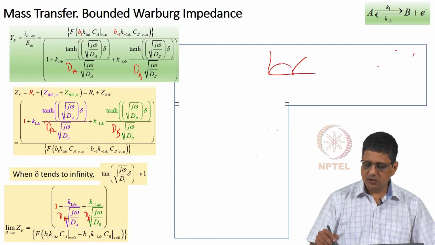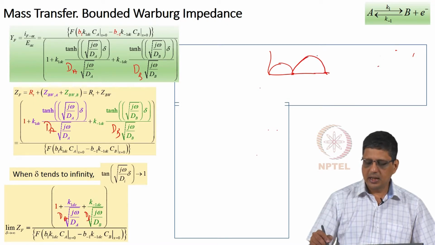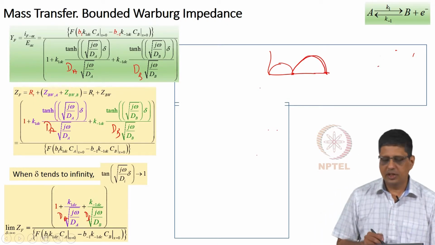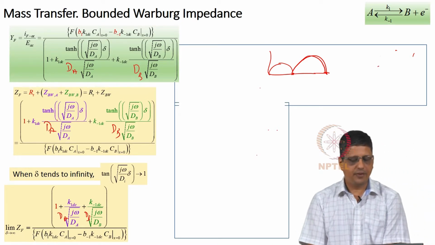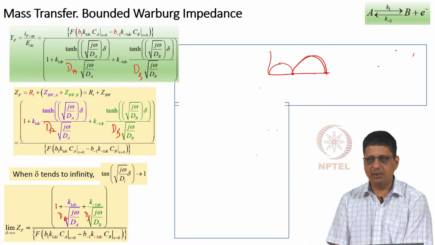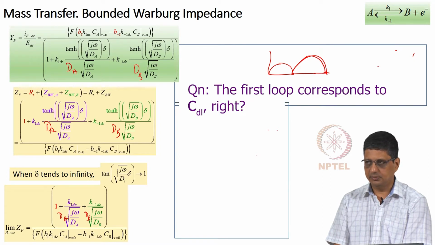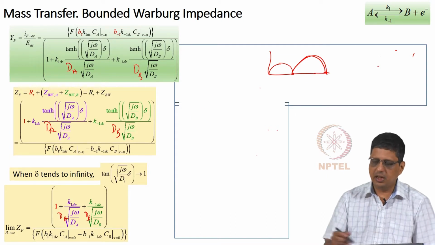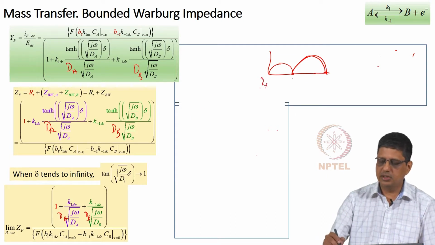At high frequency it is going to look like the 45-degree line, because it is similar to that. At low frequencies it is going to settle here, and that settling function is given by tanh of the terms within this bracket divided by the terms within this bracket. So the first loop corresponds to the CDL and RT. This is our solution, which we are taking as 0. This is going to be RT.